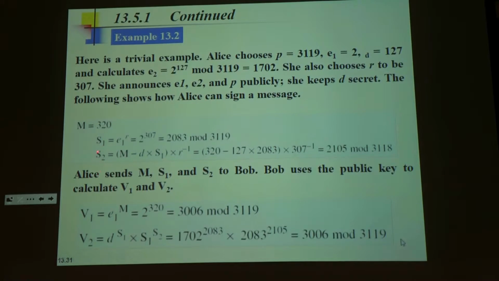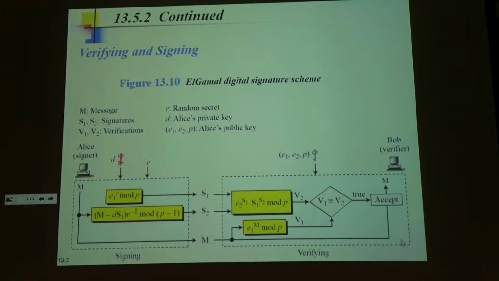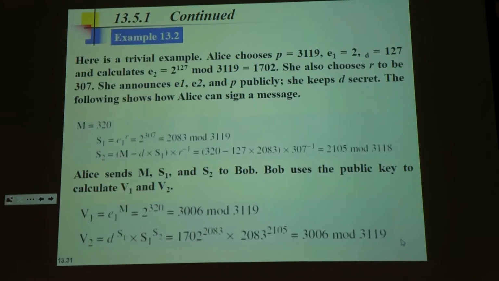So we create S1 and S2, according to the equations we know. S1 will be this value, 2083, S2 will be 2005. So what we are going to transmit are S1 and S2. Then we calculate V1 and V2, 3006, 3006. They are equal. That means the message is authentic.